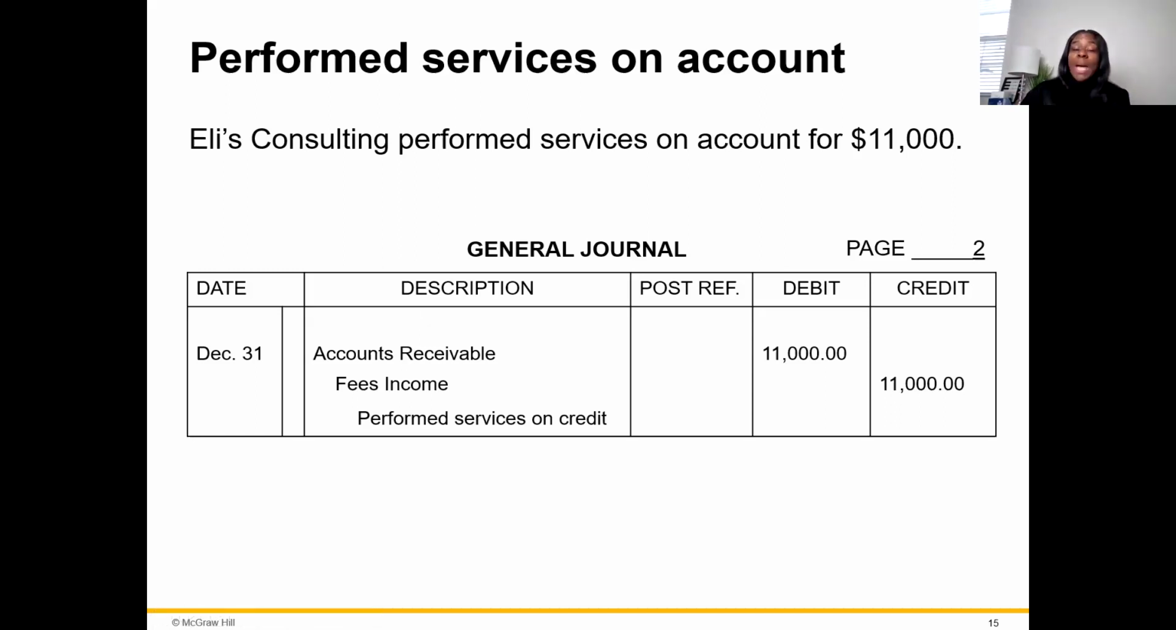So now we provided services, but this time on account. So that means that the client is going to pay us at another time. When a client agrees to pay at another time, they owe us money. And when they owe us money, that's an accounts receivable, which is an asset. What they owe us is increasing. Assets increase on the debit side, which is why accounts receivable is your debit. And then we have revenue that's increasing, and we just learned that revenue increases on the credit side.